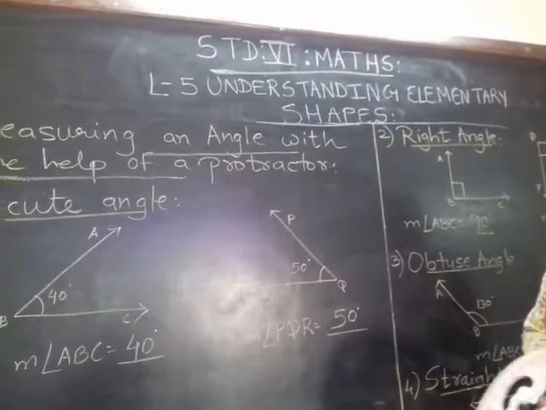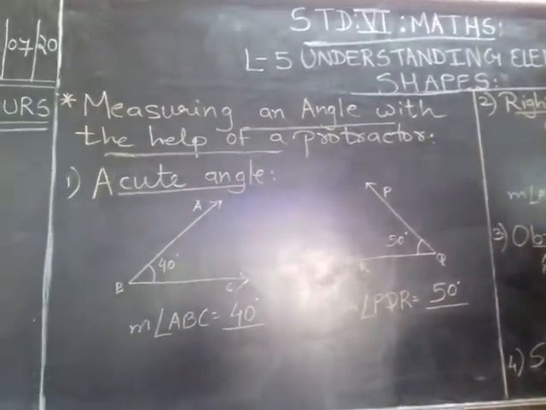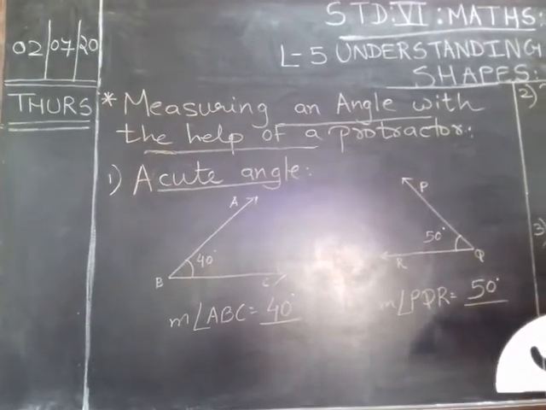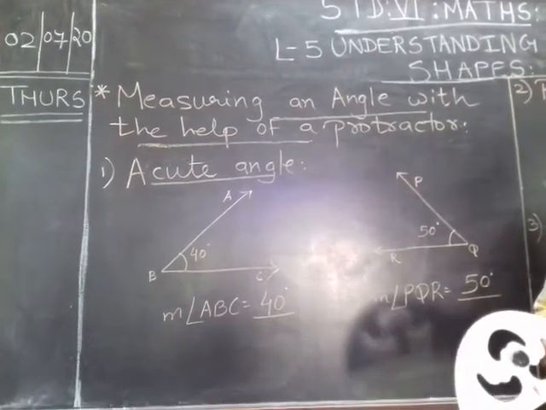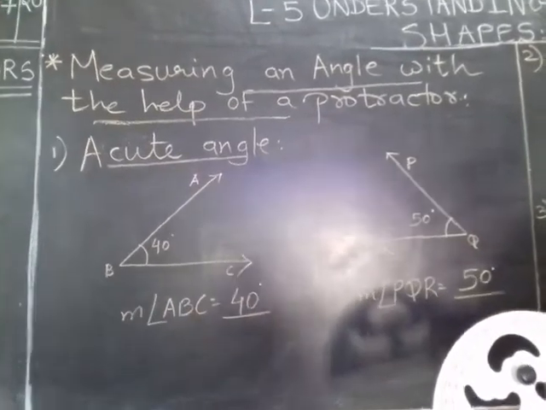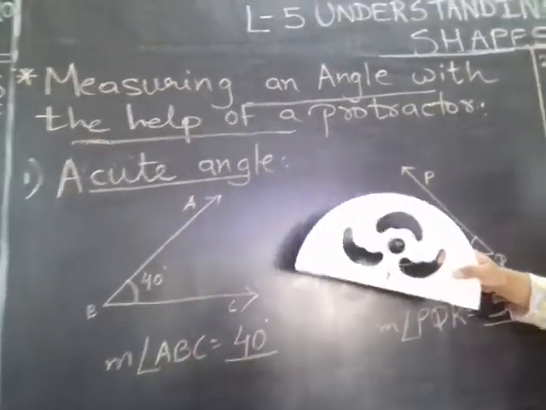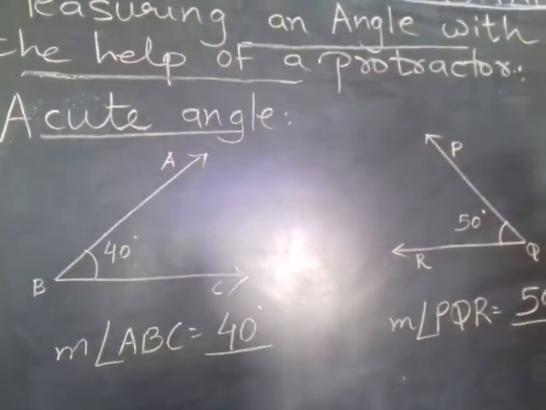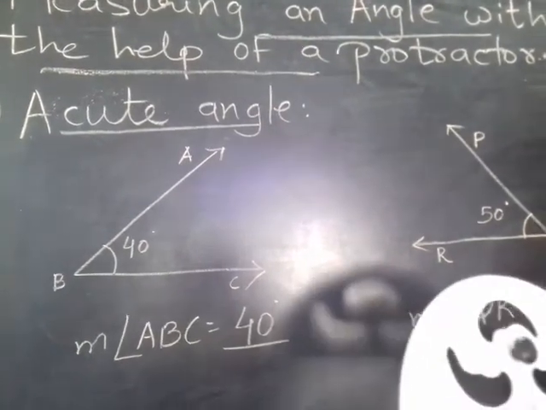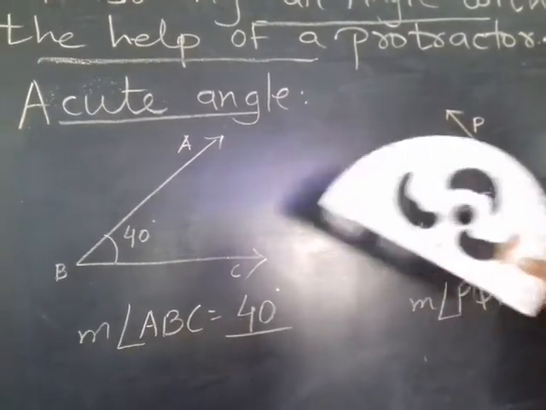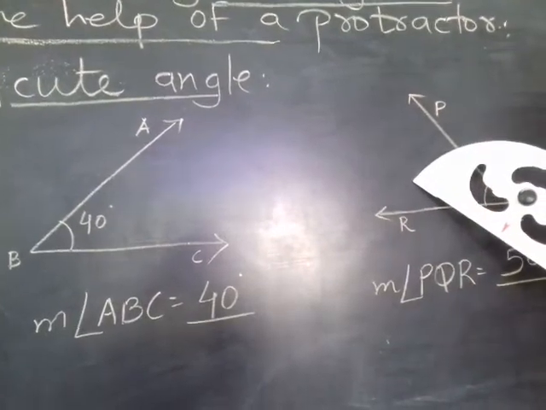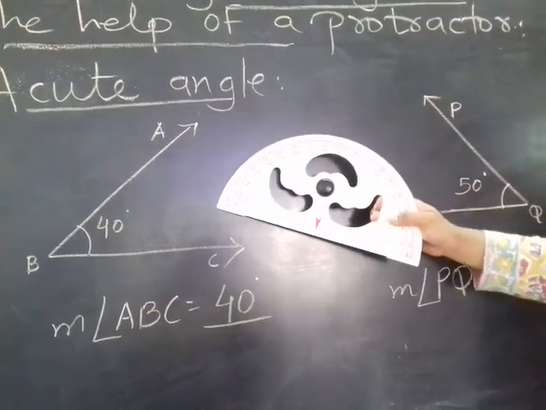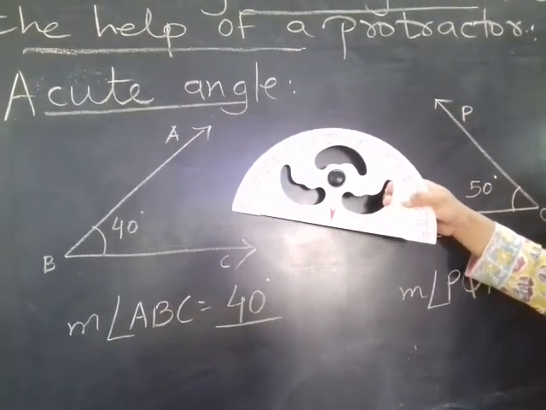Now the next topic to be explained is about measuring an angle with the help of a protractor. You might have studied this before, but to make it clearer, I have started with the first acute angle. How to measure an acute angle now, children? I already explained the right side facing angle and the left side facing angle.